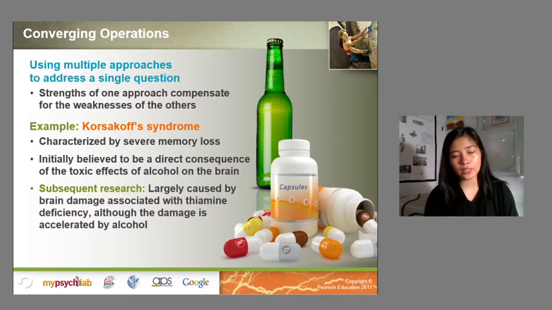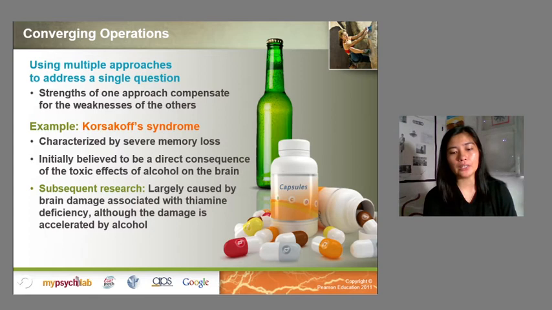So in this example, alcoholics are said to develop this because most of their caloric intake comes in the form of alcohol, which lacks vitamins, and because alcohol interferes with the metabolism of what little thiamine they do consume. However, subsequent researchers were able to find that alcohol accelerates the development of brain damage in thiamine deficient rats. So it may have a direct toxic effect on the brain as well.